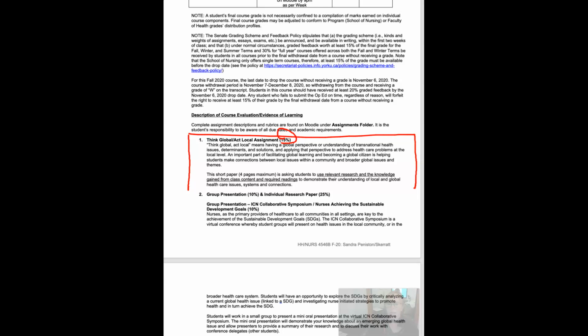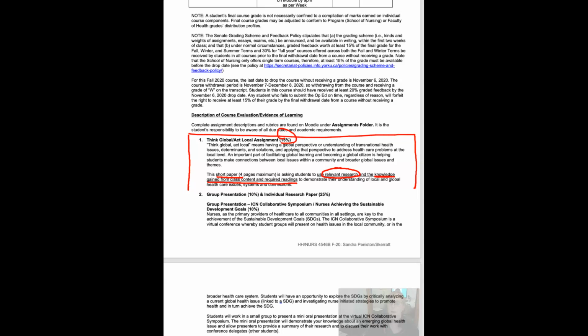regardless of where you live in the world, is being affected by this global issue. And how can you look at this issue at a global level, and what can you do at a local level to develop some strategies? And so it's a short paper, it's 4 pages maximum. You're going to be using relevant research that you've identified, but also, this part's important, the knowledge gained from class content and required readings to demonstrate your understanding of this.